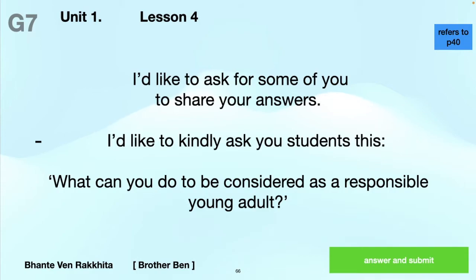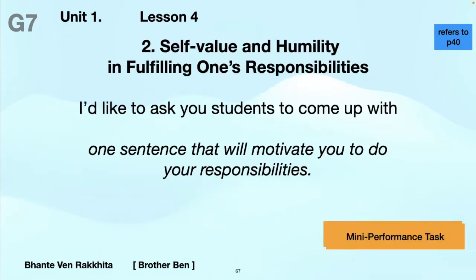I'd like to ask for some of you to share your answers, and then I'd like to kindly ask you students this. What can you do to be considered as a responsible young adult? Please answer and submit. What can you do to be considered as a responsible young adult? Pause here if you want to work on your own.